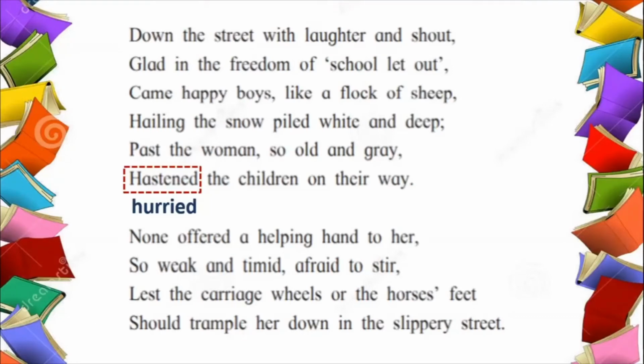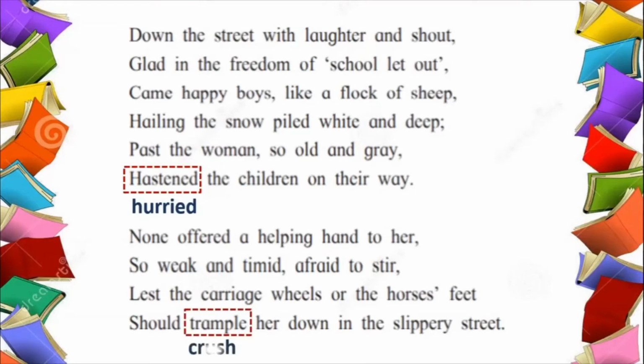So weak and timid, afraid to stir, lest the carriage wheels or the horse's feet should trample her down in the slippery street. Now this lady was so weak and she was so timid. Timid means she was so weak and so quiet and looking so poor and very, very scared also. She was afraid because she thought that if she tries to cross the road and if she falls, then the horses will trample her under their feet.